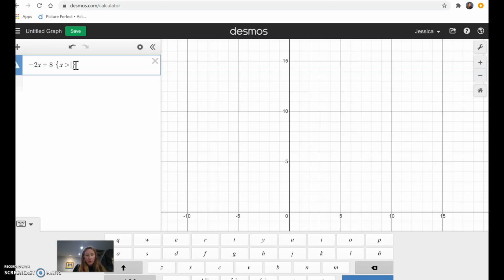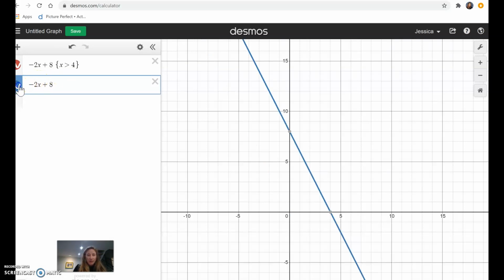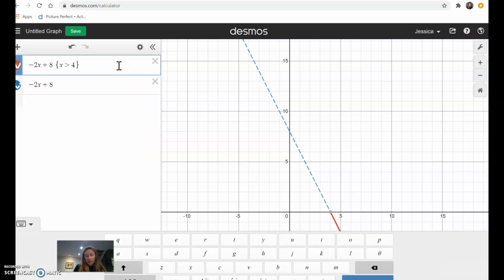You can even say x is greater than 4. And then it looks like here, but we can still imagine that negative 2x plus 8 would still overlap with the red line. And so you can see, yes, even though this blue part is not part of the domain of this function, we still know that that's the pattern that it would be following.